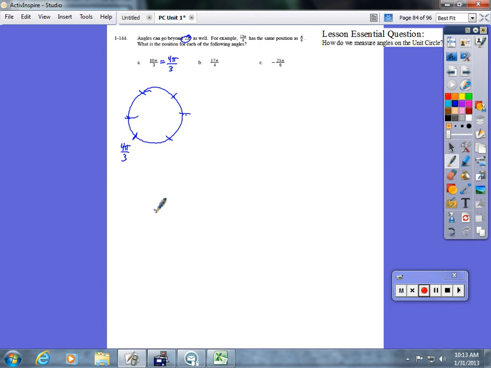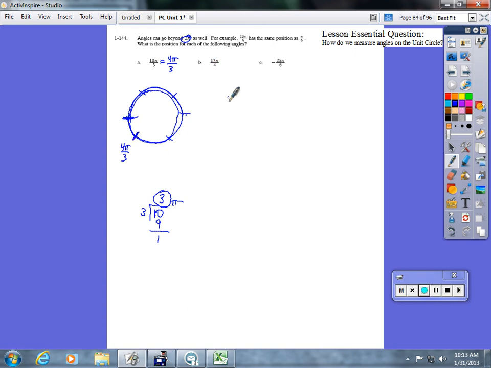However, I think it's a little simpler to just take 10 divided by 3. How many times does 3 go into 10? It goes in 3 times. 3 times 3 is 9, my remainder is 1. So that means I'm going 3 pi's: 1 pi, 2 pi, 3 pi's, and then 1 farther, which will be 4 pi over 3.